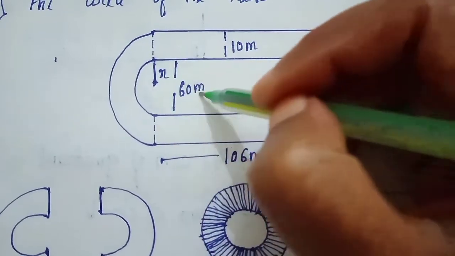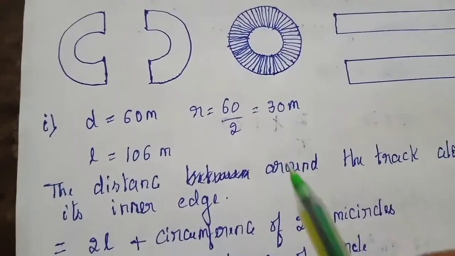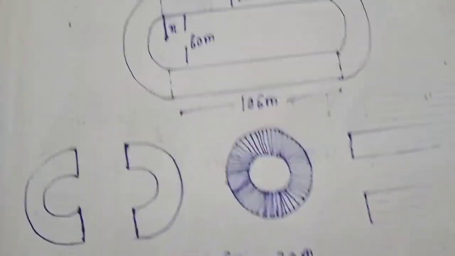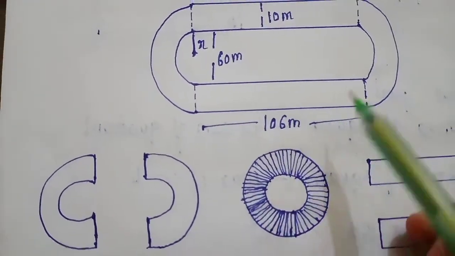So diameter is 60 meter. Then what will be the radius? Yes, radius is 60 by 2, that is 30 meter. And we also want the length of this line segment, that is given 106 meter.